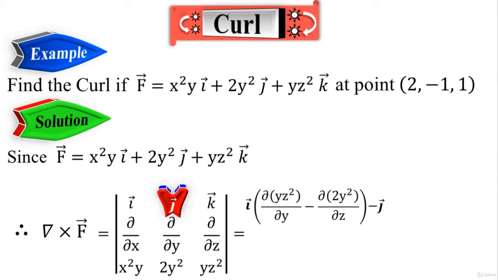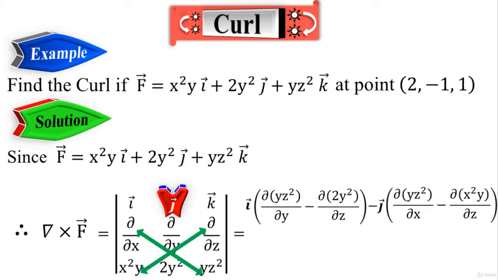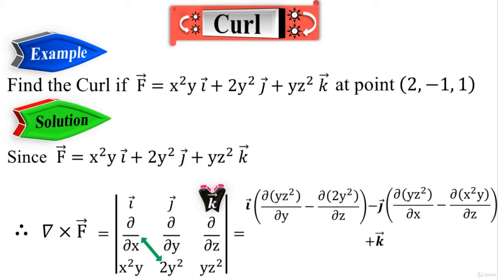Then start from j, minus j. Ignore the first row and the second column. Do cross multiplication between these four terms to have partial y z squared over partial x minus partial x squared y over partial z. Then start from k, plus k. Ignore the first row and the third column. Do cross multiplication between these four terms to have partial 2y squared over partial x minus partial x squared y over partial y.